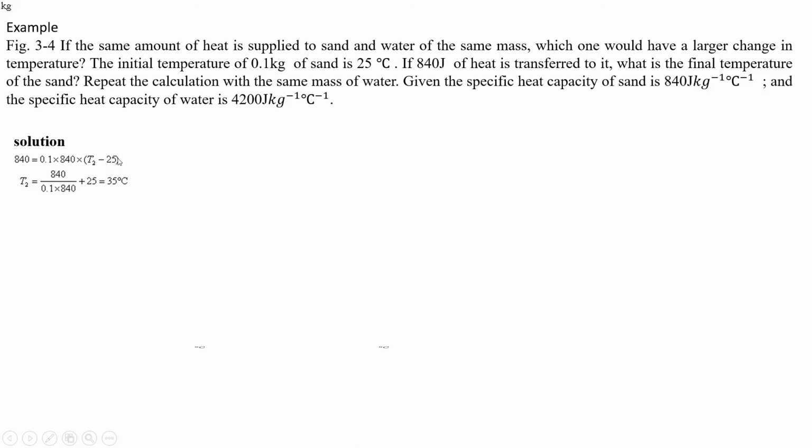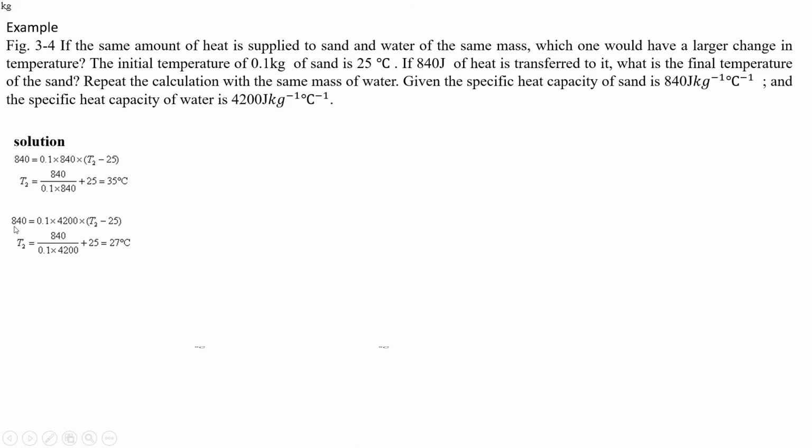The initial temperature is 25 degrees Celsius. Now we are going to look for the unknown value, which is T2. Using this calculation, T2 will become 35 degrees Celsius. This is only for sand. Now let's apply it for water also.